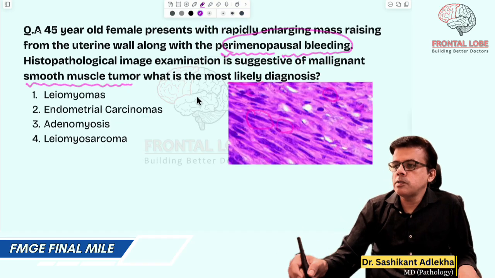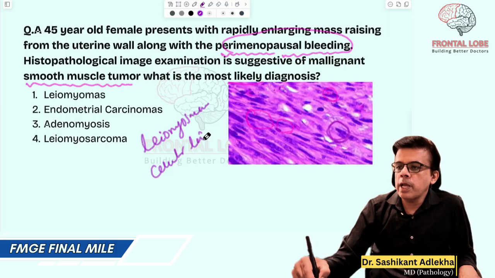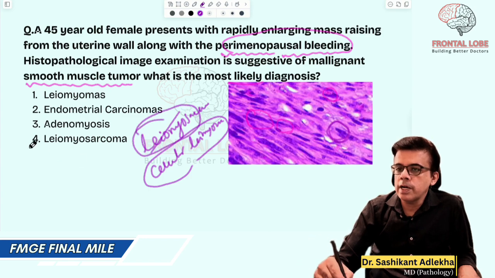These atypical large cells are characteristic features, and there is a smooth muscle tumor from the uterine wall. This could be leiomyosarcoma, or sometimes even cellular leiomyoma has some atypicality and some increased mitosis can also be seen. But the most important feature here is suggestive of malignant smooth muscle, because there is so much atypia. The malignant counterpart of the leiomyoma is called leiomyosarcoma. That is the correct answer over here.